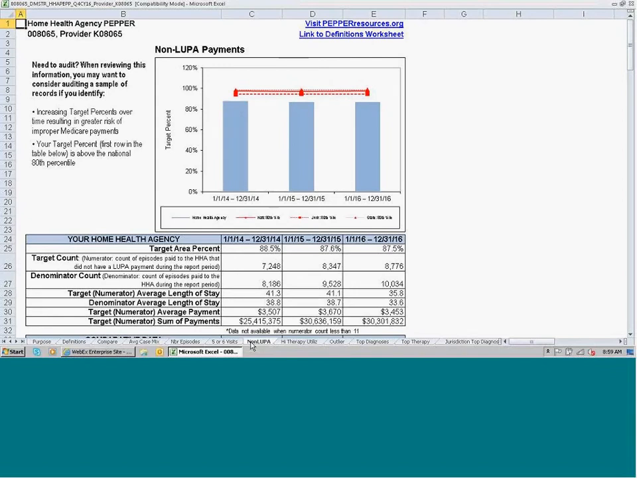And so the thought is that if there are agencies that have a lot of non-LUPA payments, that is, they have hardly any LUPAs, we're looking at this from the other perspective, which is you would expect that an agency would have some amount of LUPAs. I think the average at the national level is 8 or 9%. So you would expect that there would be some. And so this target area is looking at that financial incentive to have beneficiaries receive at least 5 or 6 visits in order to get that full HHRG payment.